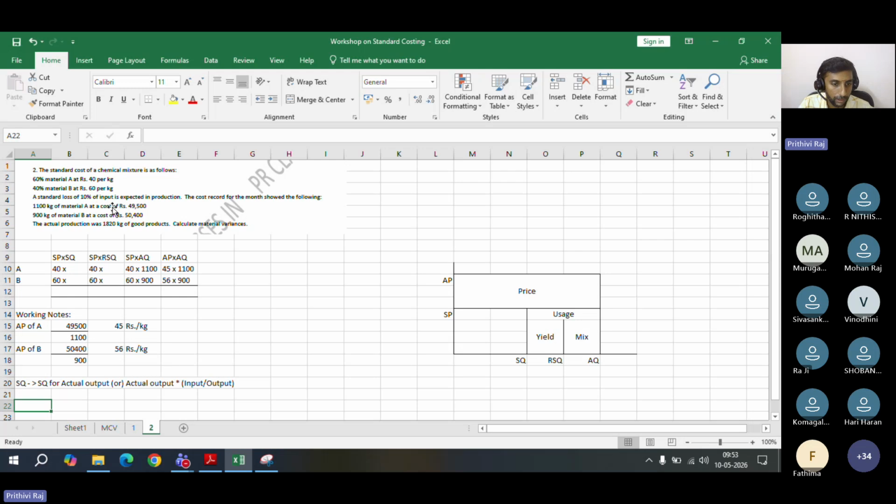Whenever the last percentage is given, just go by this formula. So what is my actual output? Actual output is 1820. So 1820, and what is my actual input?